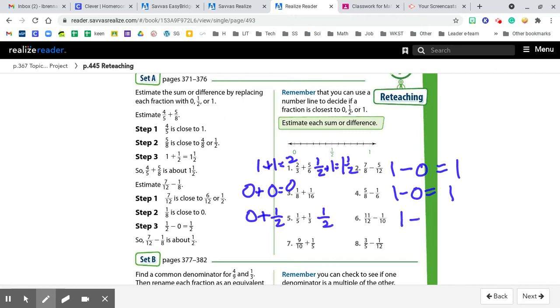11/12 is very close to a whole, and 1/10 is really close to 0. 9/10 is close to a whole, and 1/5 close to 0. 3/5 is closer to a half, or you could say a whole on that one. Either way. And that's set A.